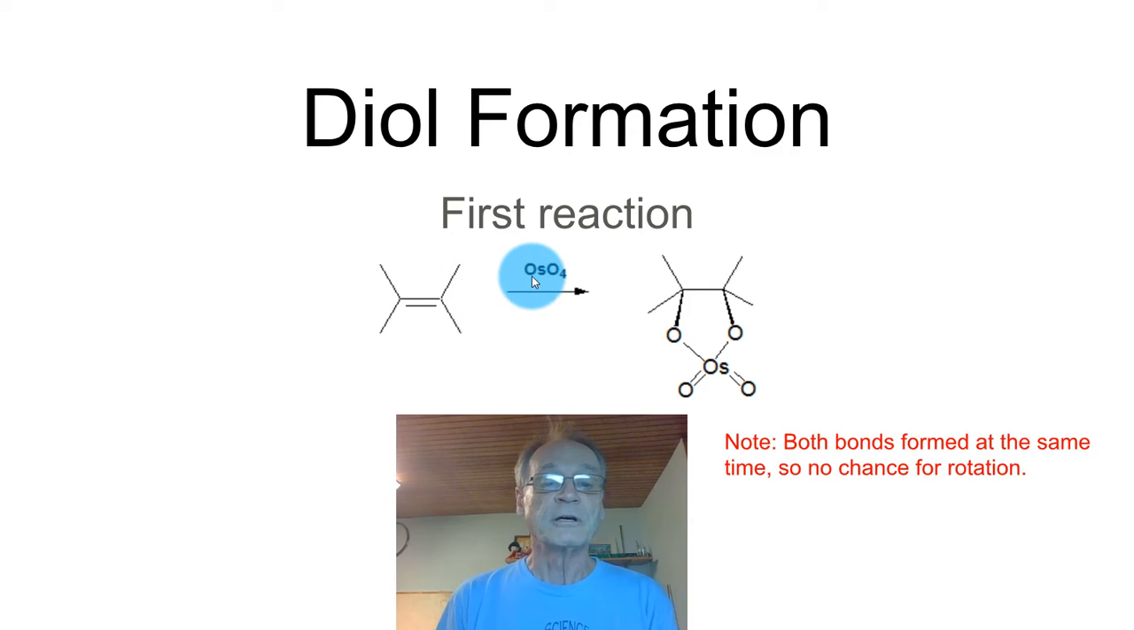Well, the osmium tetroxide forms this very interesting looking 5-membered ring in which 2 of the 4 oxygens attach directly to the 2 carbons of the double bond. It, of course, becomes a single bond in the process, and the osmium with the other 2 oxygens is still there. If you look at the Lewis dot structure for this, the osmium actually is neutral, so there's no charge in this complex. But the important thing is that both bonds form at the same time, so there's no chance of rotation around this bond, and that's what gives it a syn stereospecificity.